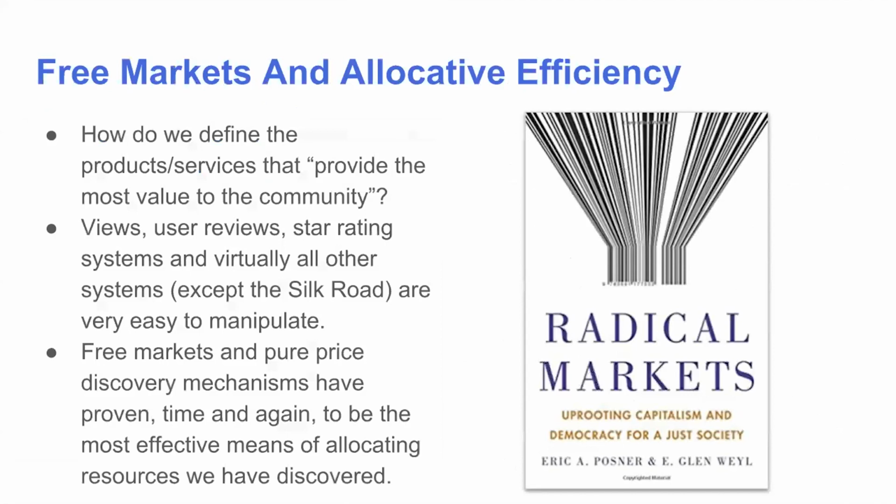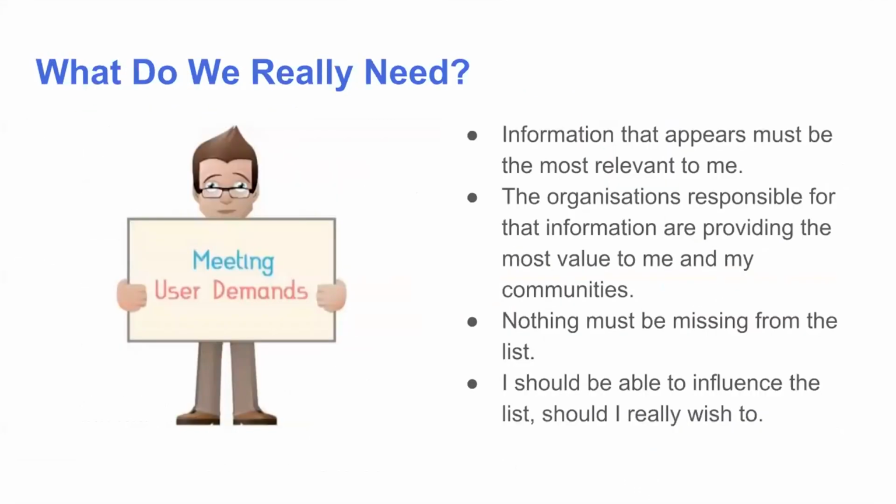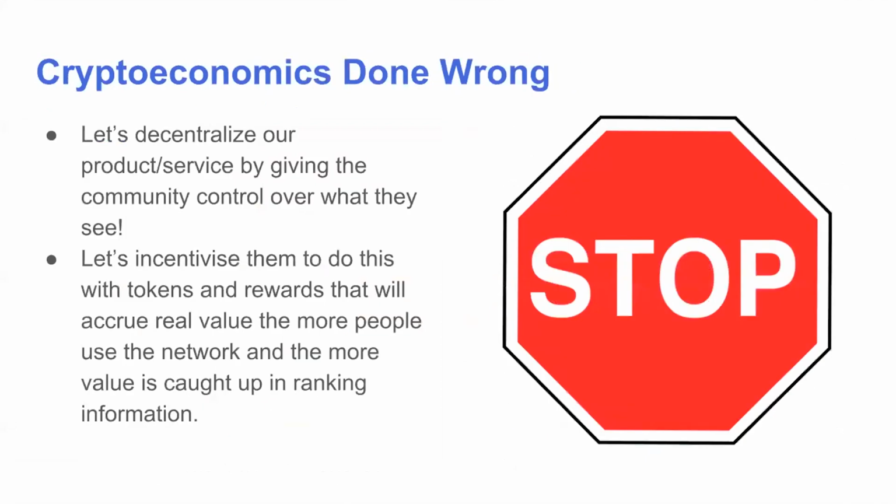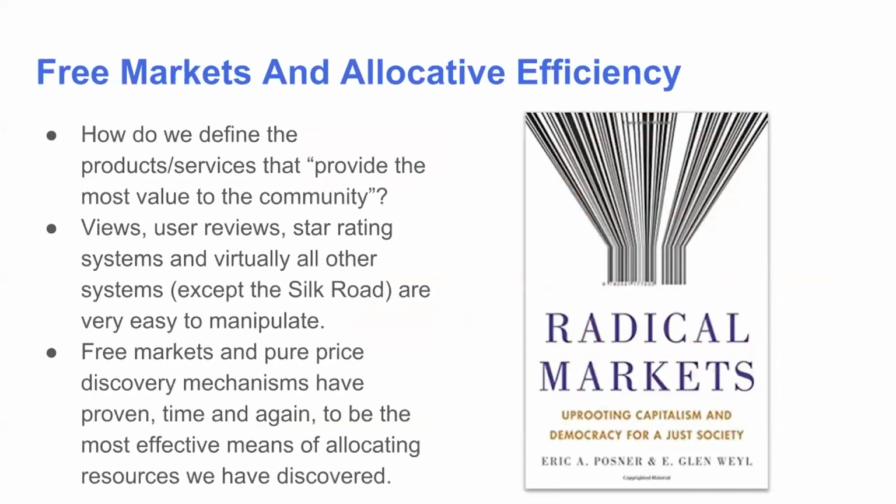One last note on this is that there's this book doing the rounds at the moment called Radical Markets, written by Glen Weyl and Eric Posner. There's a podcast with me and Glen coming out soon. And the key insight here is when I say point 2 here, the organizations responsible for the information must be providing the most value. And what do I really mean by that? Is it views on a video? Is it user reviews for a book? Is it star rating systems and other reputation systems?